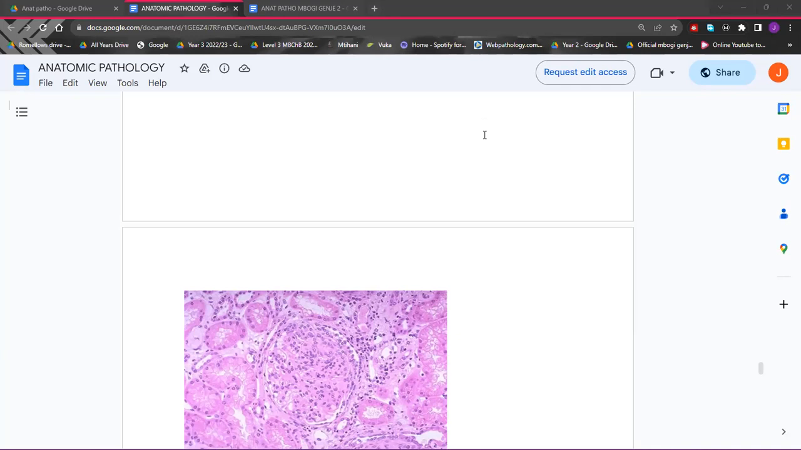Now here we have some kind of microscopic image. And maybe as a clue, you have a tram track appearance. Now, which proliferative glomerular disease is demonstrated here with the tram track appearance? Maybe we can give it a try.